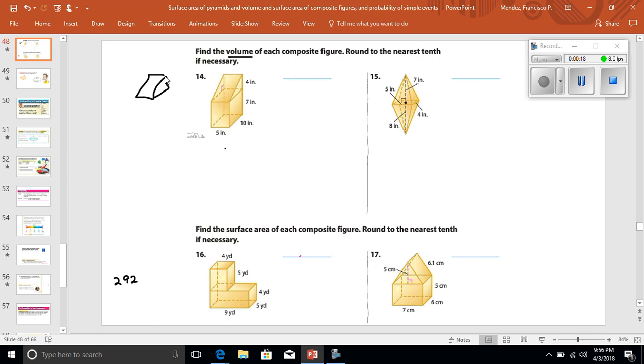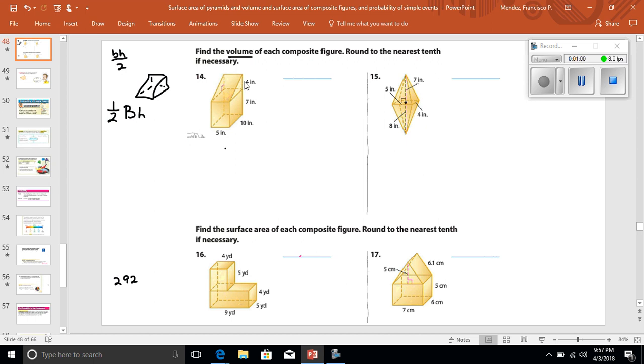I say triangular prism, not pyramid, because I have two faces, one on each side, and they're triangles for my bases. That means I'm going to use the formula for a triangle to figure out the volume. The volume is going to be 1/2 the big base times the height. The big base is always whatever formula it takes to do the base. In this case, it's base times height divided by 2.